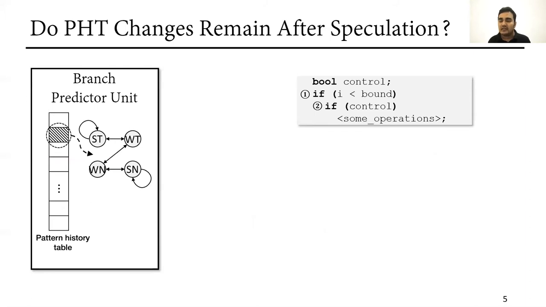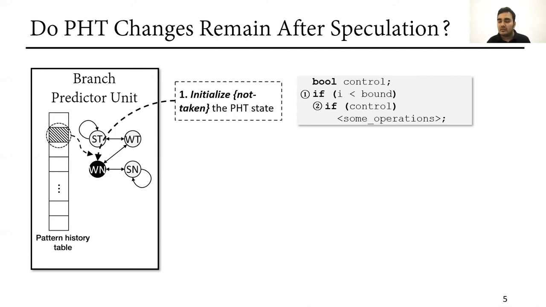It is widely known that cache state changes during a speculation are not restored by default, even if a speculation is incorrect and squashed. Here we are interested in the following question. Do PHT changes remain after a speculation? To answer this question, we design a micro benchmark with major code snippets shown on the right. Here branch 2 is nested under branch 1 and it's the branch to be targeted. On the left, I am highlighting the PHT entry which is used by branch 2 in one-level prediction mode. In the first step, we initialize the target PHT entry to a predetermined state. Let's assume branch 2 is executed with a not taken outcome, which sets the PHT entry to weakly not taken.